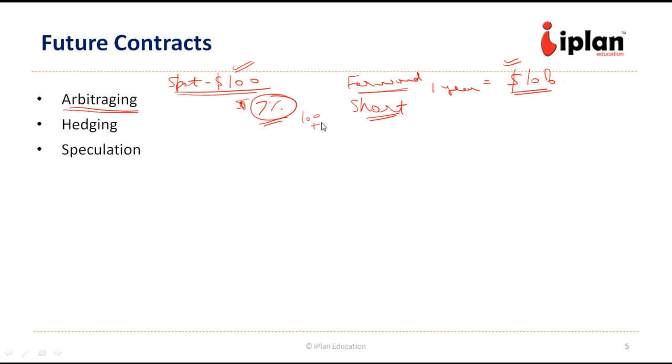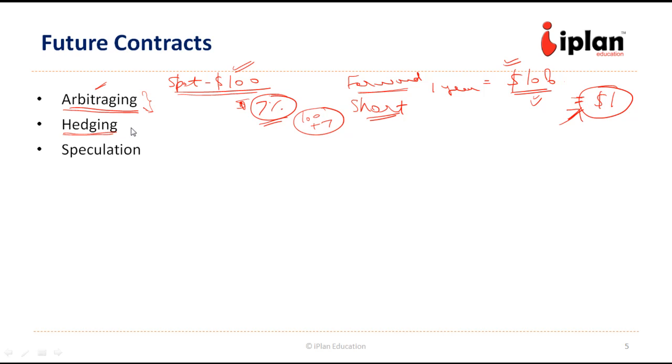So his cost will be 100 plus interest, which is 107, and the selling price is 108. So $1 will be the gain. So this is a risk-free gain. At the time of entering into the contract, the trader would know that he is going to gain $1 at the end of 1 year. So this is risk-free arbitrage. Though such kinds of opportunities are rare, if they arise, they will be arbitraged away, or they will be taken advantage of by some trader or the other.